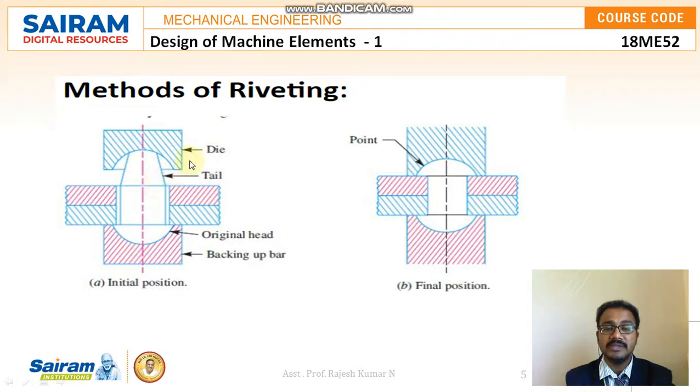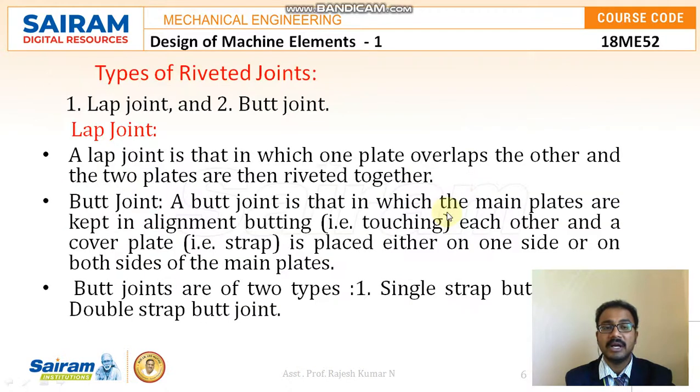You can see this once the die is kept, again by using the machine or by hand, I will be fixing this die so that once the riveting is done, you can see the final position of the riveting process. This is how the rivet will be done, even manually or by using a machine. The same process will be continued.